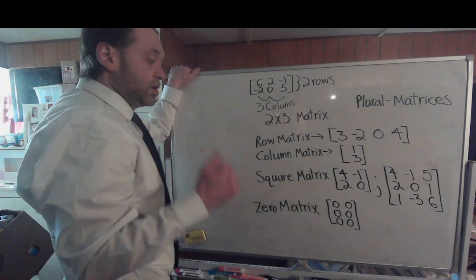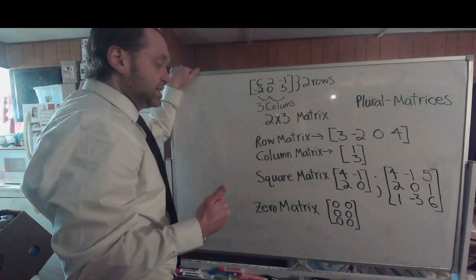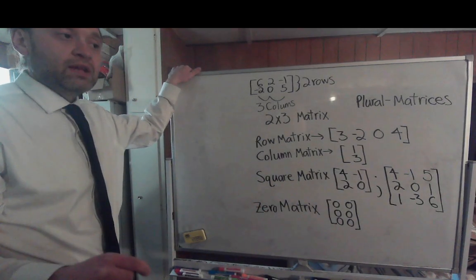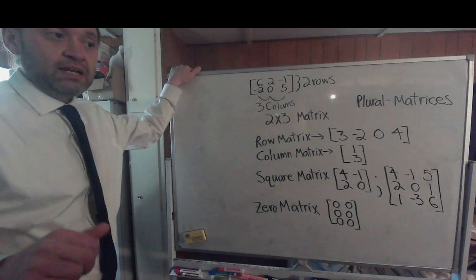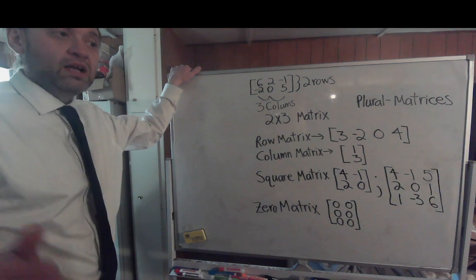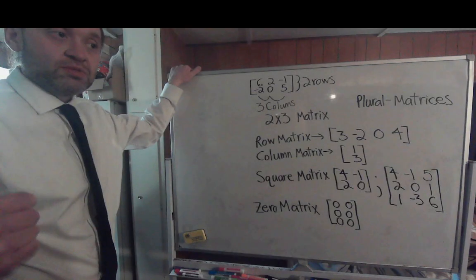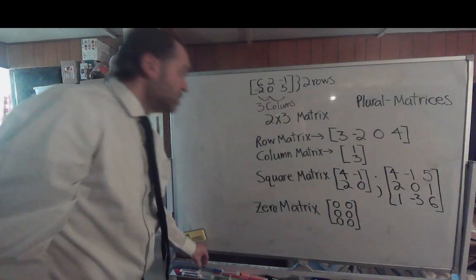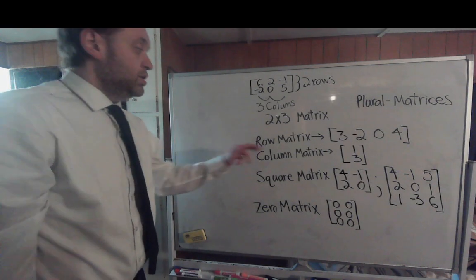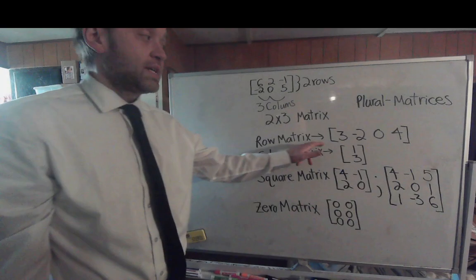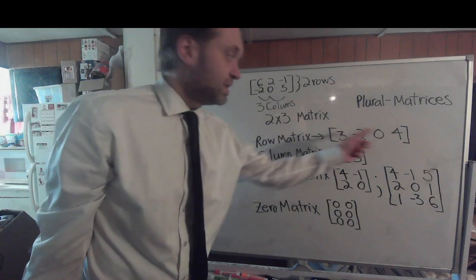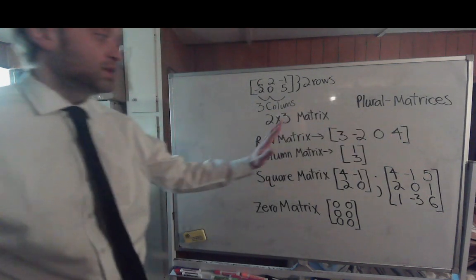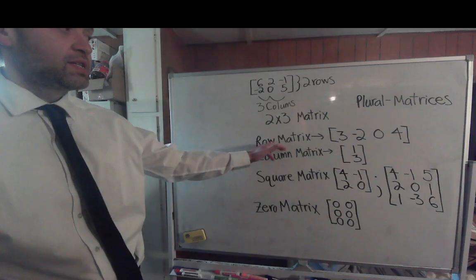Now, there are special types of matrices. There's one other that's not listed here that we're not going to talk about in this lesson called the identity matrix. We'll talk about that when we use it to solve systems of equations, but for now, all you really need to know are these 4. You have what's called a row matrix if the matrix is just one single row. That's all it is. You call it a row matrix.